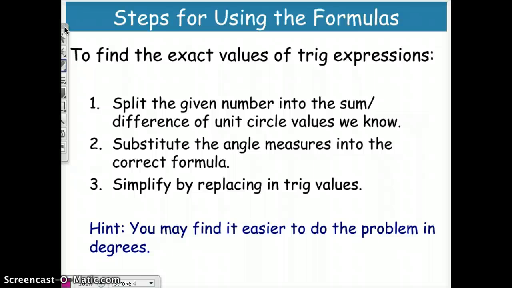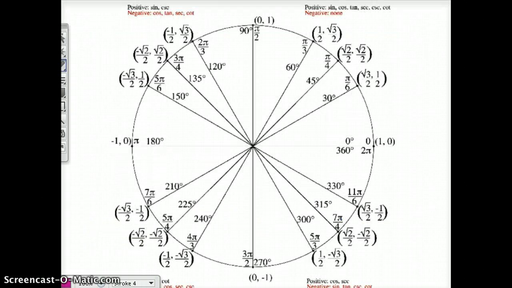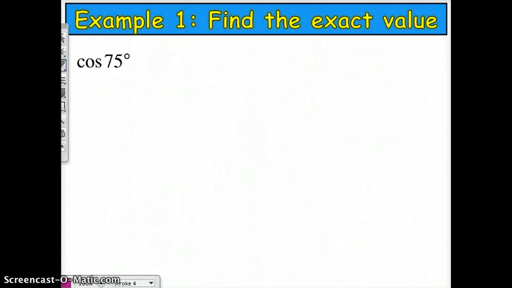And then my hint to you is that you might find it easier to do the problem in degrees. So if the problem's in radians, you can convert to degrees and do the problem in degrees, just because it's a little bit easier to understand. So let's see some examples. Here's my unit circle that I'll be flipping back and forth to.